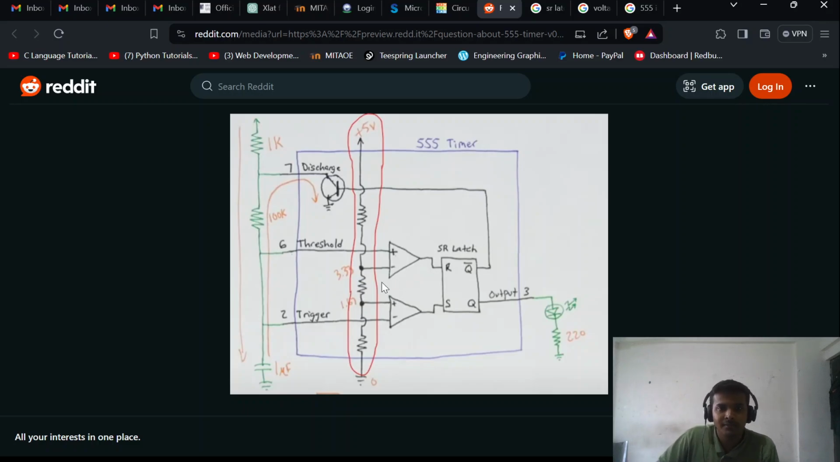Now this triangle thingy is called a voltage comparator. It compares the two voltages, the plus sign and the minus sign. The voltage coming in at the plus sign and the voltage coming in at the minus sign, it compares those two voltages and gives output as 1 or 0. In simple terms, if the voltage at the plus sign is greater than the voltage at the minus sign, then it is going to output 1. If the voltage at the plus sign is smaller than the voltage at the minus sign, then it is going to output 0.